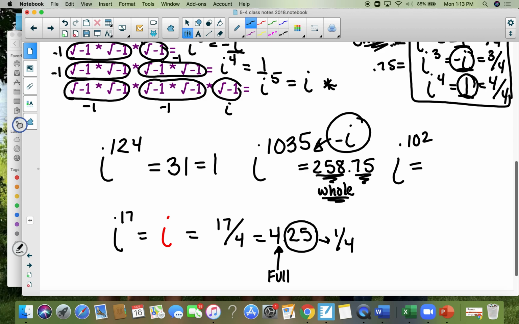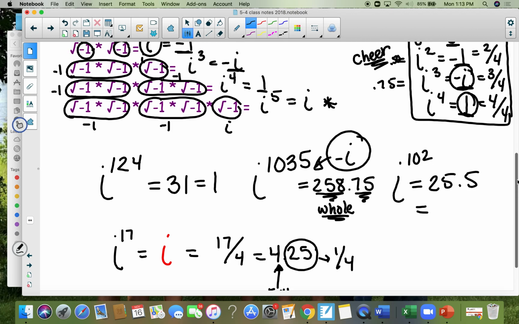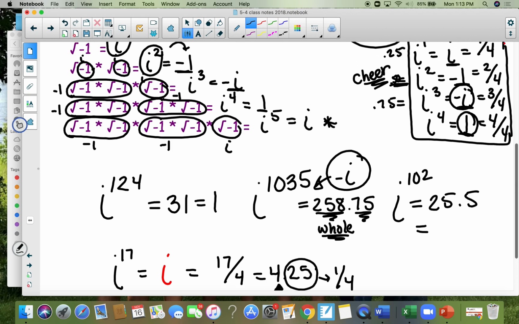And 102 divided by 4 is 25.5, so my answer to i to the 102: I went 0.5 of the way down, and 0.5 of the way down is a negative 1. So that's how you do powers.